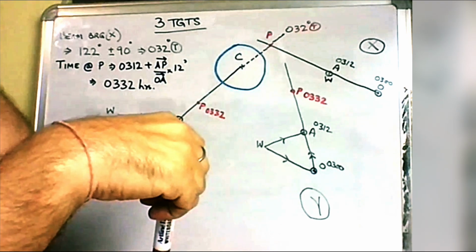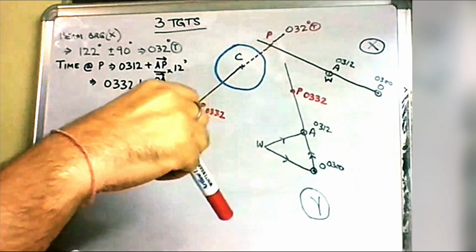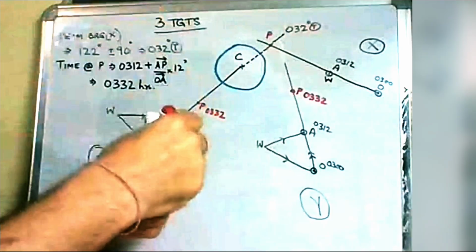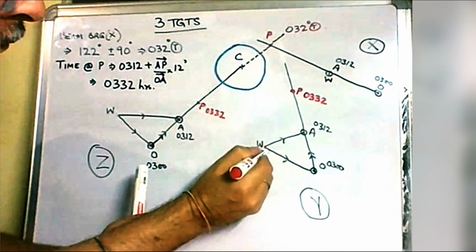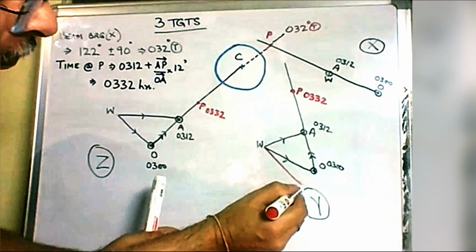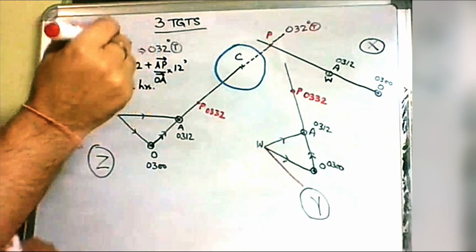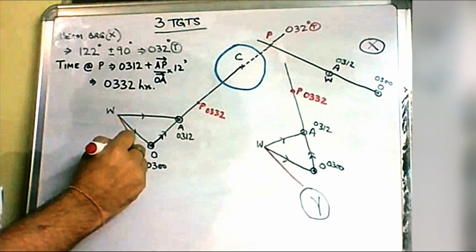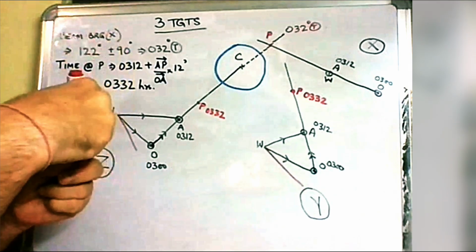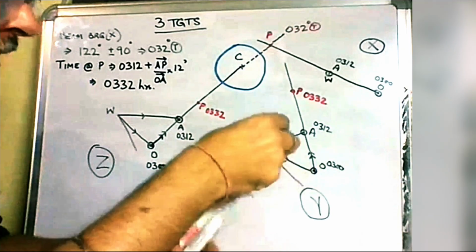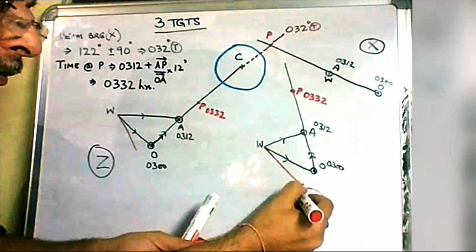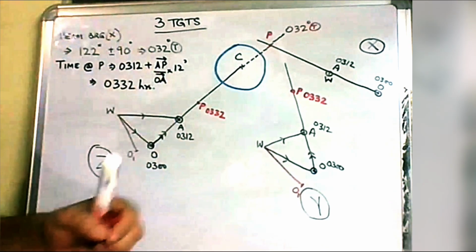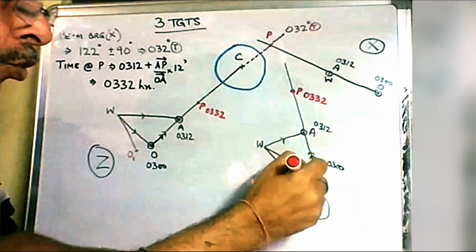The next course to steer is 140 degrees true. So draw WO1 at 140 on Yankee. Similarly on Zulu. Speed is the same, so distance as WO, cut an arc. Call this O1. Join O1A.